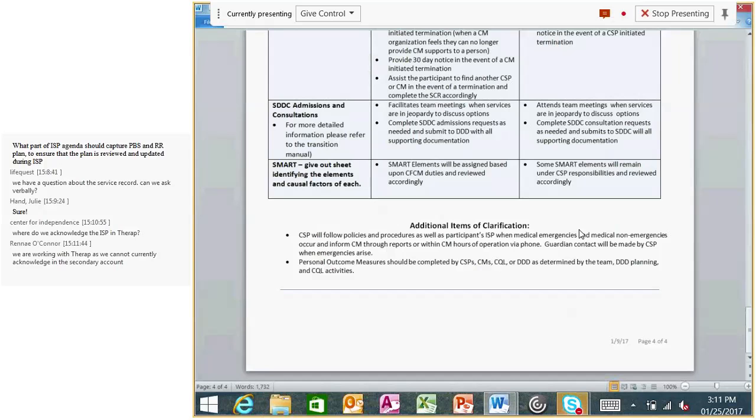Renee says, we're working with therapists we cannot currently acknowledge in the secondary account. Okay, so again, that's one of those kinks that we've been working with TheraP on. So the way it should work is what's outlined in the guide. But we definitely have revised the guide a few times based on what we've learned from those who are actually using it.